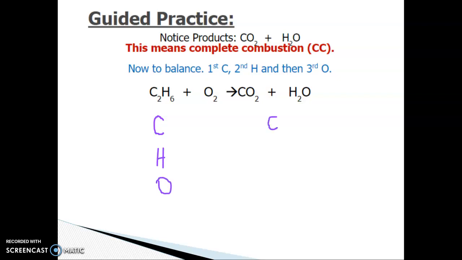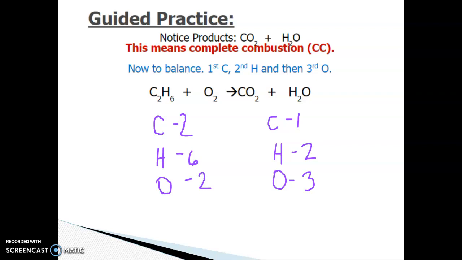C, H, and O. Okay, so over here I have 2 carbon, 6 hydrogen, and 2 oxygen. Then I have 1 carbon, 2 hydrogen, and 3 oxygen. Now we have 3 oxygen here because there's 2 attached to this carbon, and then there's 1 attached to the water. Okay, so 2 in the CO2, 1 in the H2O.